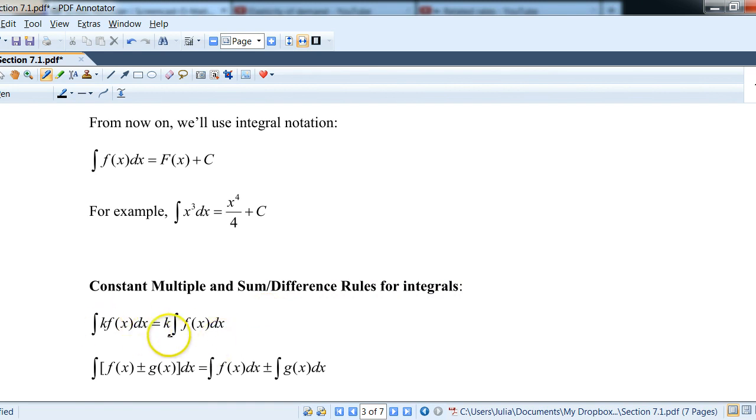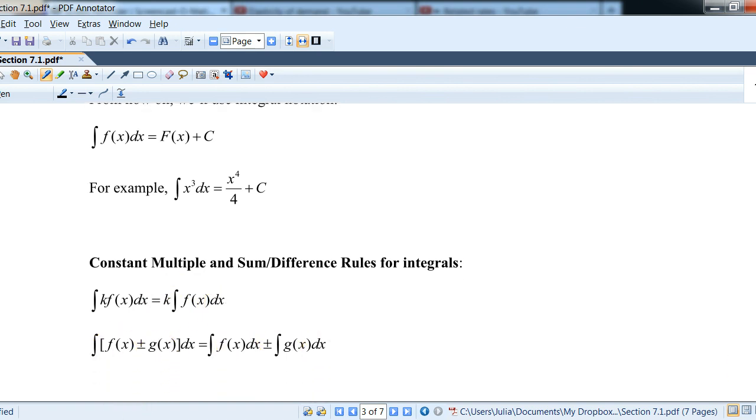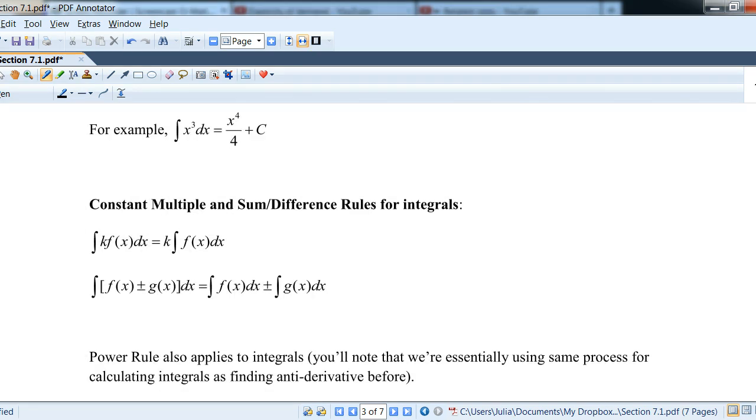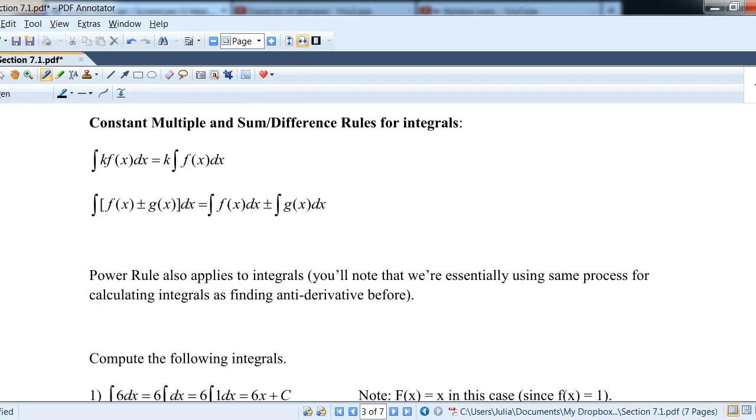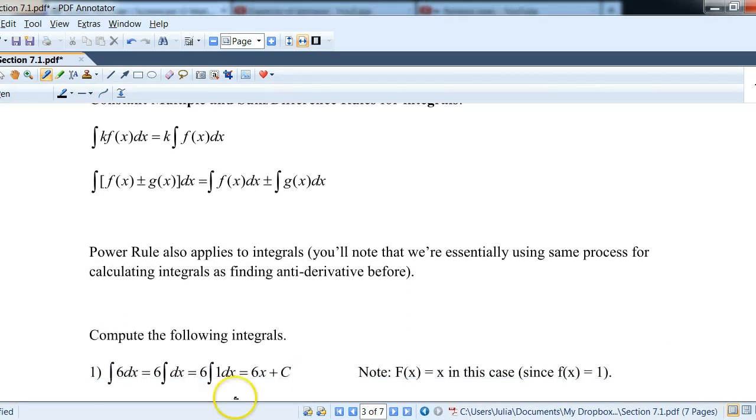But constant multiple works the same way. A constant you can pull out and then integrate, or you can keep the constant, just like with derivatives, and integrate. And sum and difference, you can do them separately, basically one term at a time, very similarly. And we'll also be using the power rule, just as before. So here are a few examples.